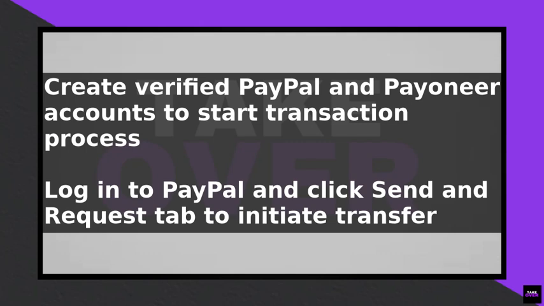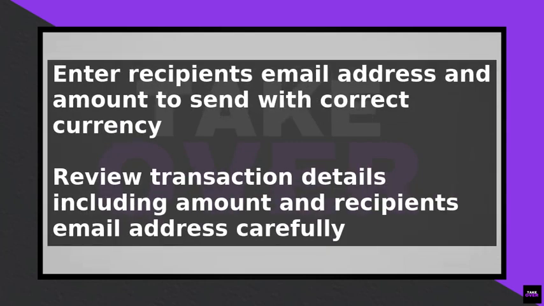Once you have both accounts, log into your PayPal account and click on the Send and Request tab. Then click on Send to Friends and Family or Pay for Goods and Services. Enter the recipient's email address associated with their Payoneer account.